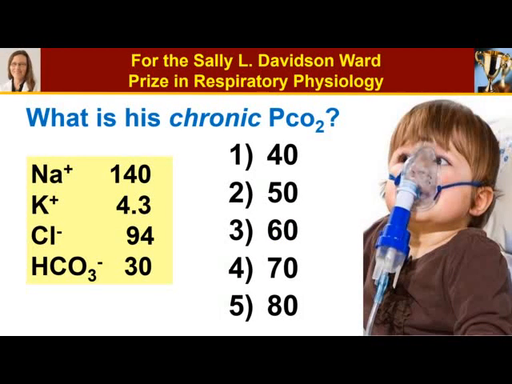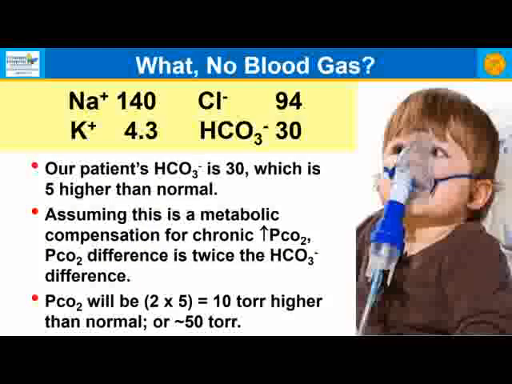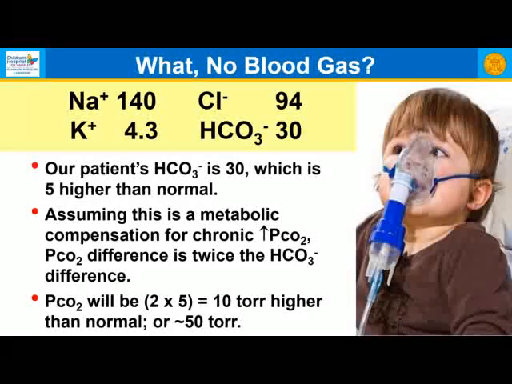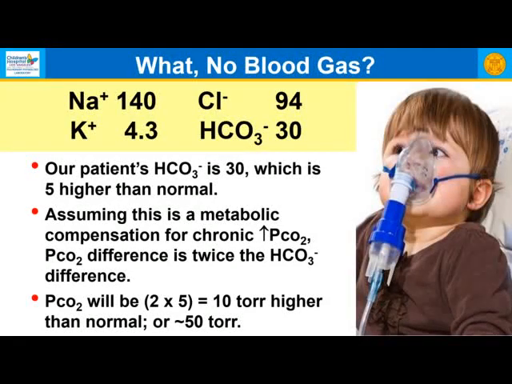What is his chronic PCO2? All right, you've got bicarb here of 30, that's the key. So is it 40, 50, 60, 70, or 80? So the key here is the same way we calculated a metabolic component from blood gas, we can go backwards.